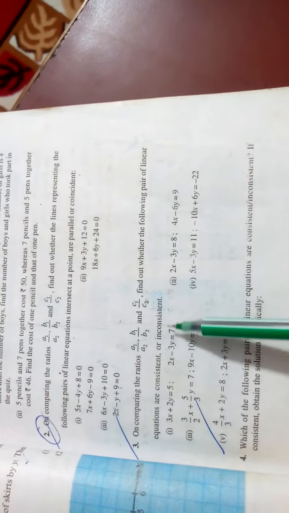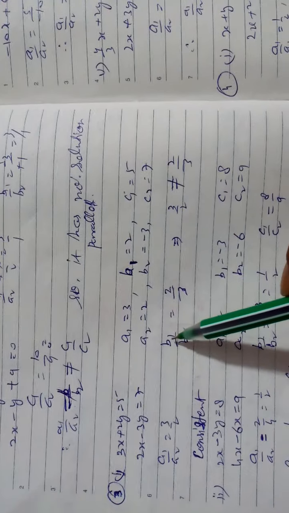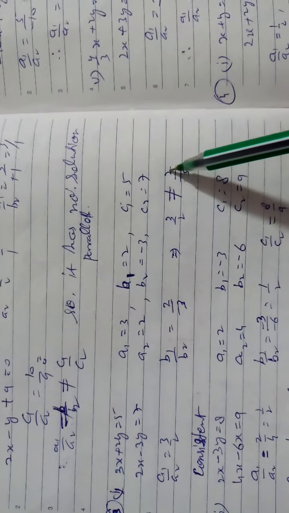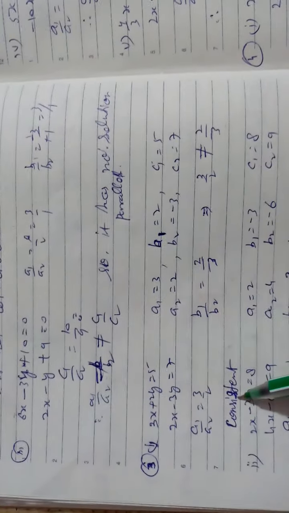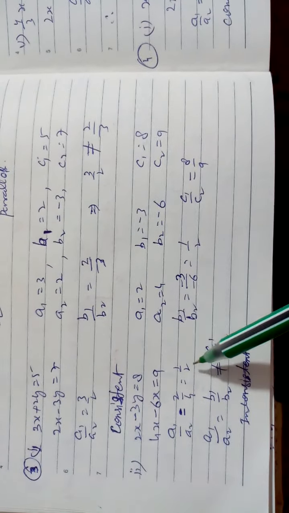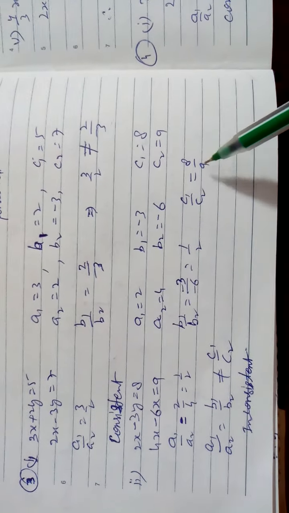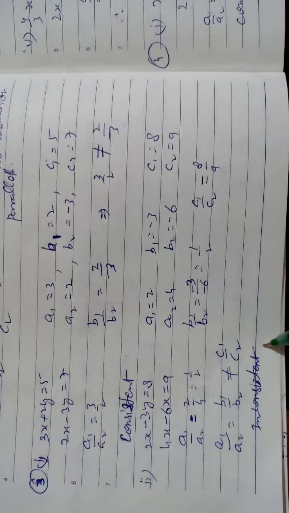Question number 3 has again the same type. You check by comparing their coefficients, whether they are consistent or inconsistent. Only this you want, consistent or inconsistent. So here, in the first part I have written all the values. You are getting A1 upon A2 is not equal to B1 upon B2, so it is consistent, with a unique solution. Second part, again you are getting ratio A1 upon A2 equal to B1 upon B2 but not equal to C1 upon C2, so it is inconsistent.